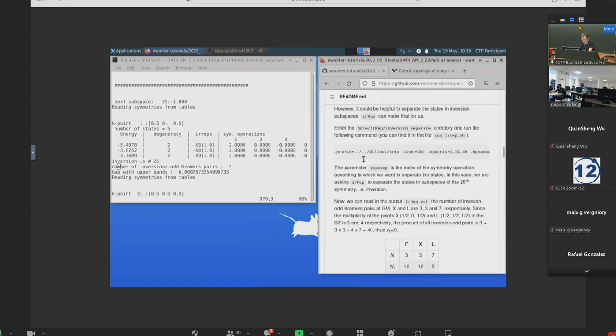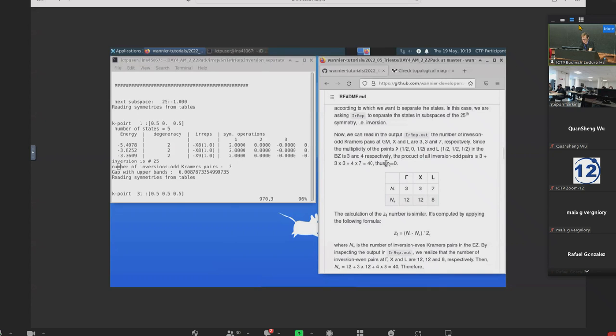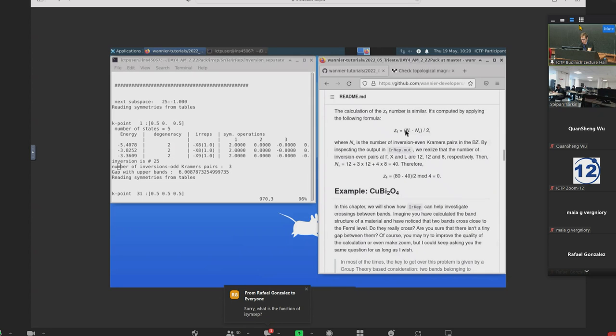With this information, we can apply the formulas to calculate the Z2 and Z4 numbers. So the Z2 number is calculated just with the famous Fu-Kane formulas, which consist of counting the number of odd Kramers pairs in all the time reversal invariant momenta in our Brillouin zone, okay? So at gamma, there are three odd Kramers pairs. Here, at X, there are another three odd Kramers pairs, but the X point appears three times in our Brillouin zone, so we have to multiply by three. There are seven odd Kramers pairs at L, but there are four L points in the Brillouin zone. So we calculate this multiplication, okay? It gives 40, but this Z2 number is defined modulo 2. So at the end of the day, it's equivalent to Z2 equal to 0, as the Bilbao Crystallographic Server told us from IREP's output. We can apply also this formula to calculate the Z4 number, okay?